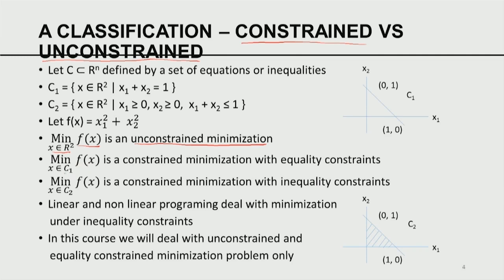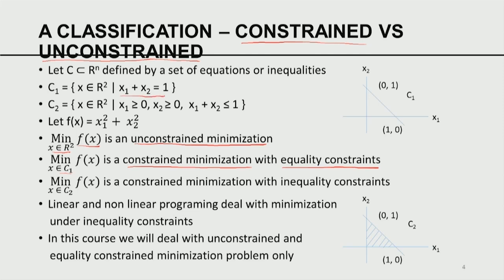Minimize f of x not over all x but over x belonging to C1. That means I am not interested in every x but only those x that lie along the line. So that is a constraint minimization problem. This is a special form of constraint minimization problem because the constraint set, which is the line, is given by the equality constraint.